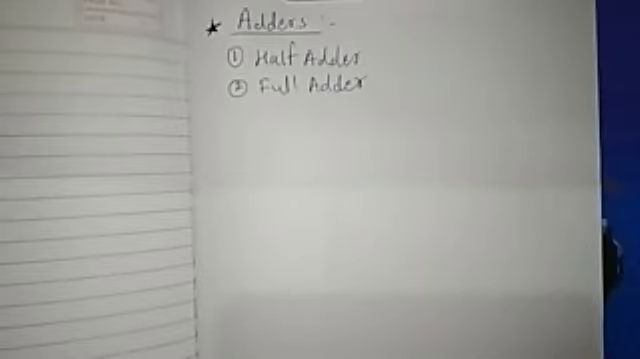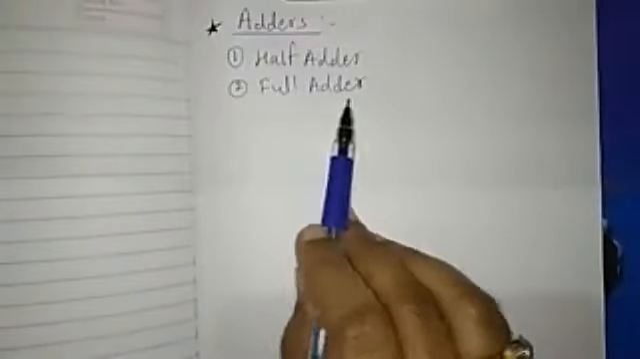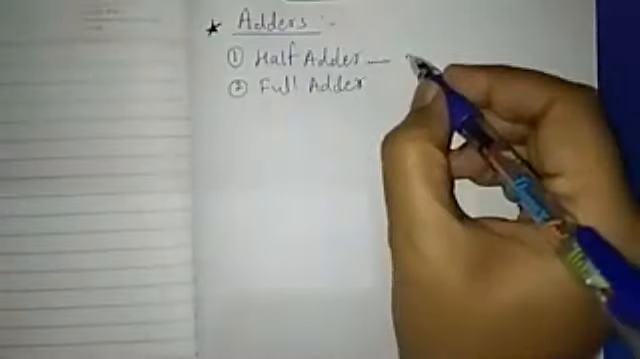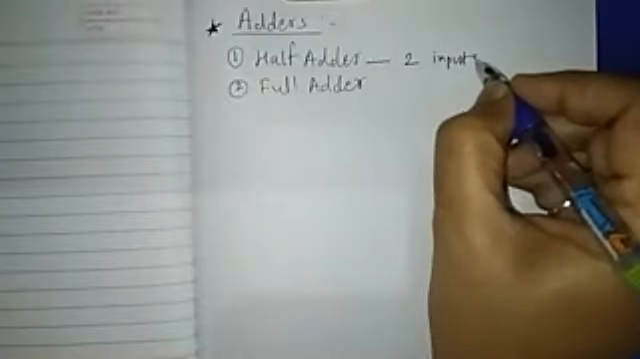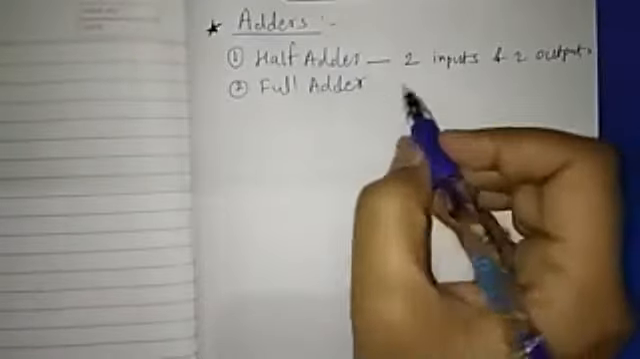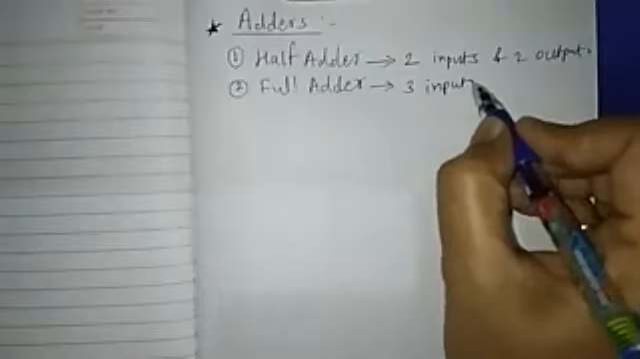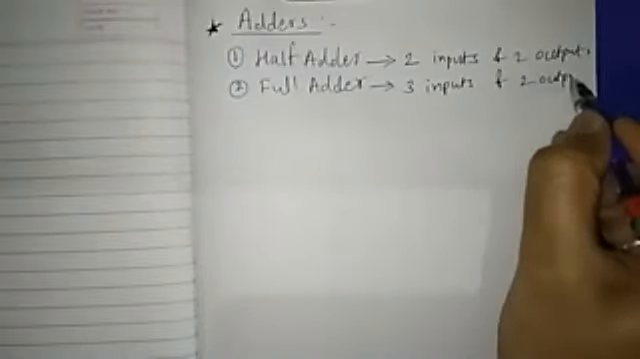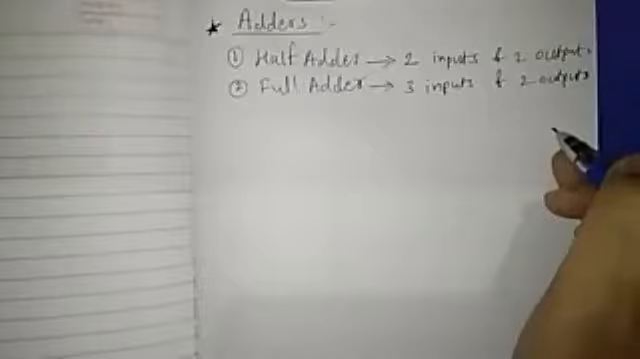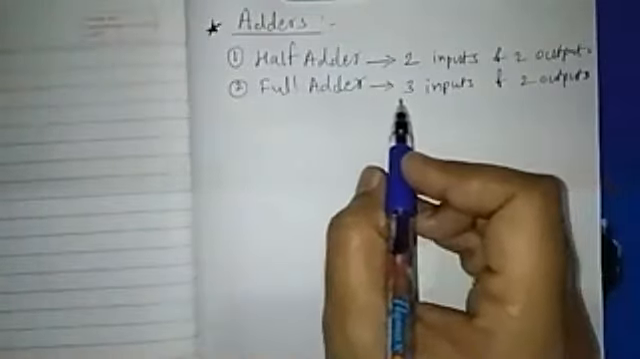Today, we'll be dealing with the basic electronics topic, adders. It is a binary addition. There are two types of one-bit adders: one is the half adder, and the other is the full adder. A half adder has two inputs and two outputs. The outputs will be sum and carry. Similarly, a full adder has three inputs and two outputs, sum and carry. The third input in the full adder will be the previous carry from the previous addition.